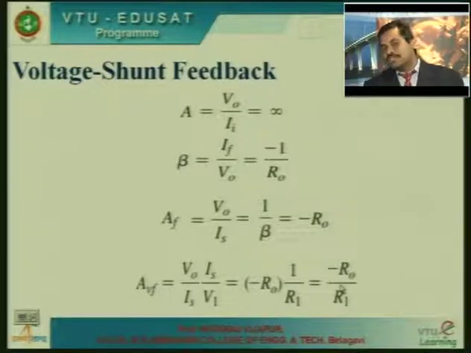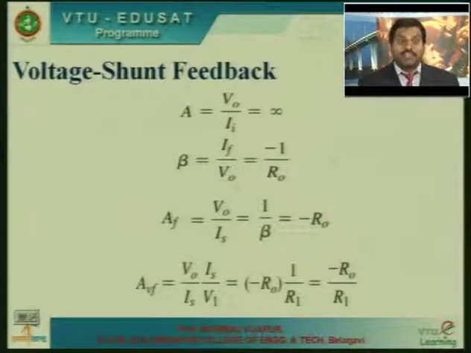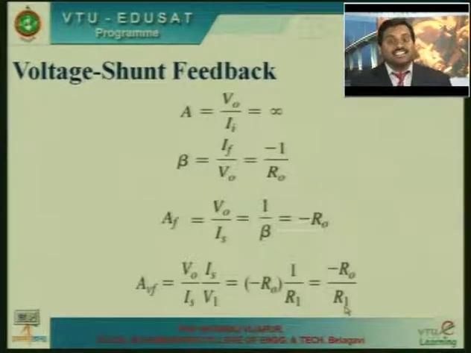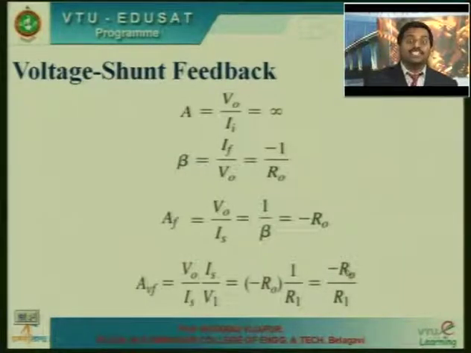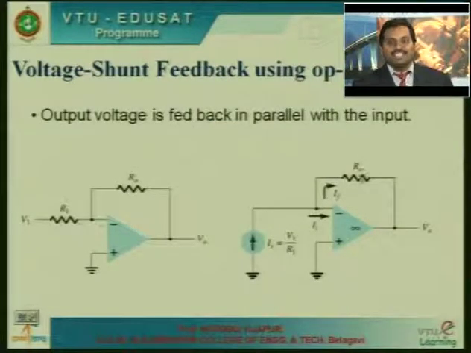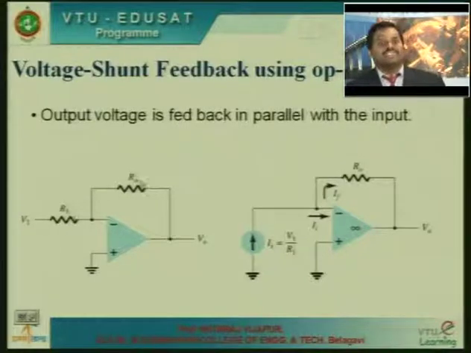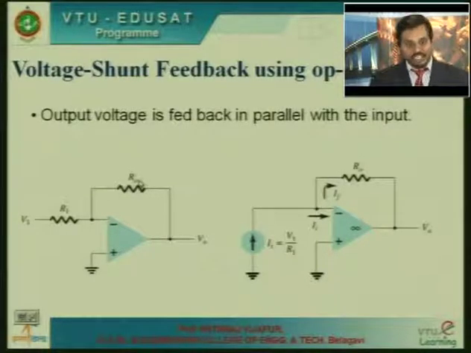This is a simple design. You can achieve the required voltage gain by adjusting the feedback resistor and the input resistance. You can achieve any gain. It is minus R0 by R1. If you adjust R0 as well as R1, you can achieve any kind of desired gain.